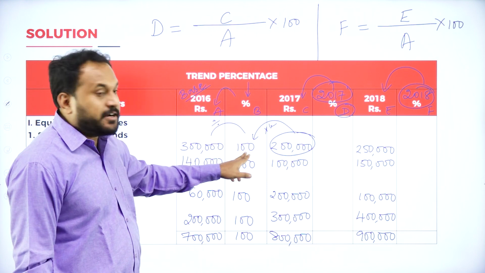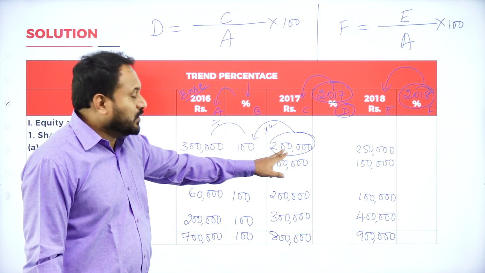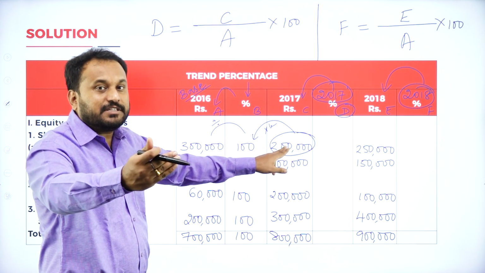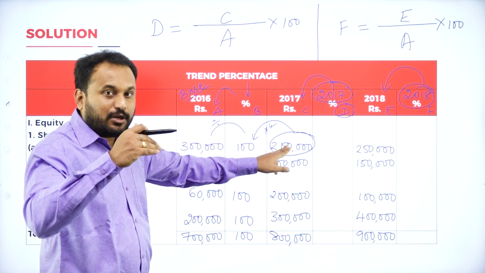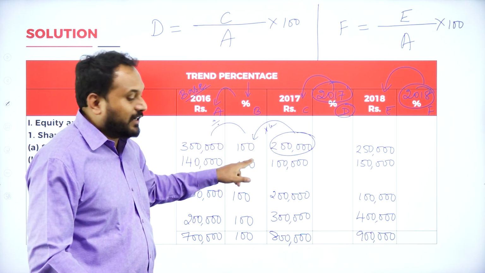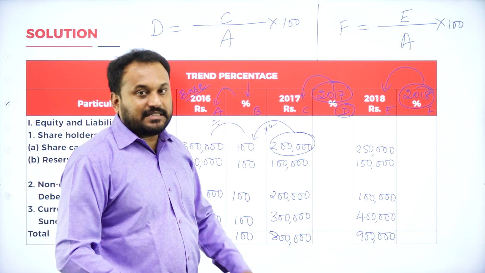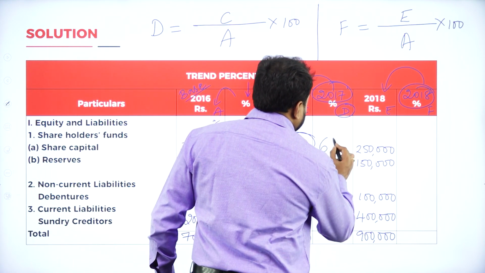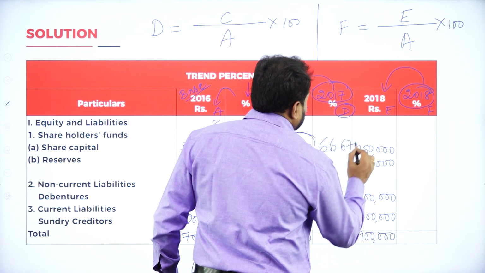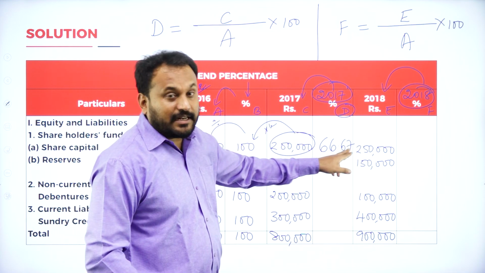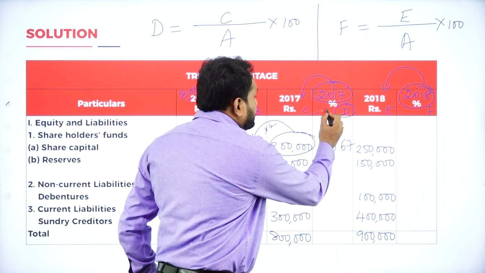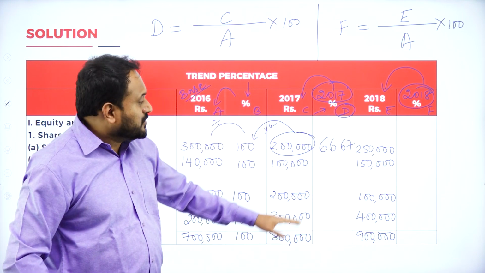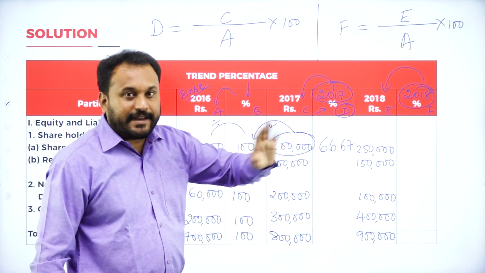3 lakh it is 100%. 2 lakh, will it be more than 100% or less than 100%? It is always less than 100%. So if you calculate, you get 66.6666%. So we'll round it up. We'll write here 66.67. Now I'm not writing anything like percentage because the percentage symbol is already there. So I'll write 66.67. Enough.